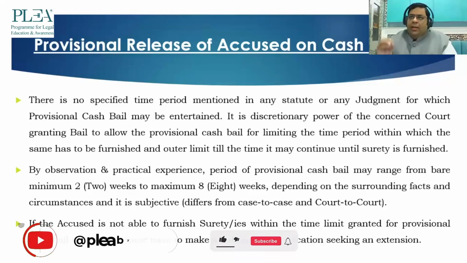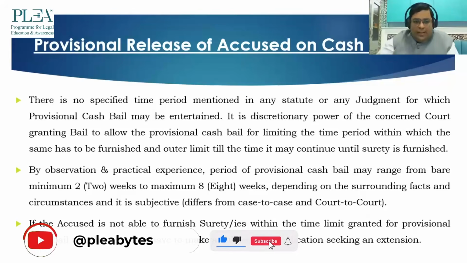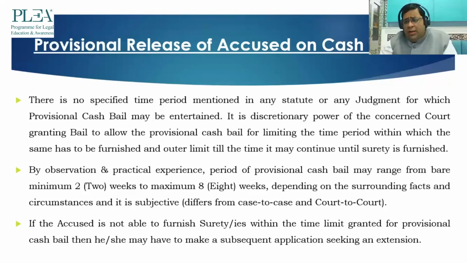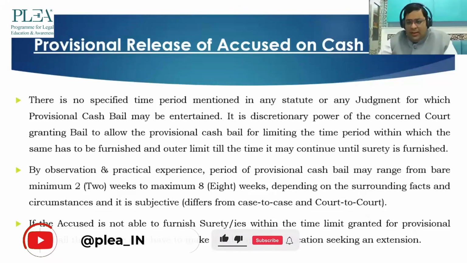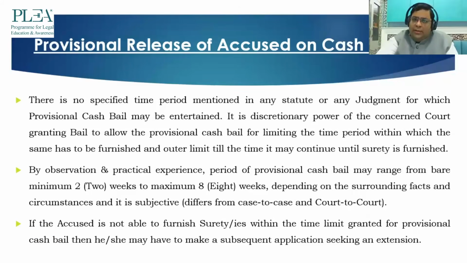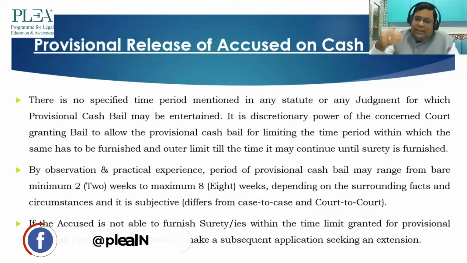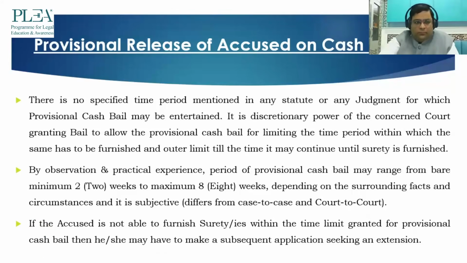If the court is satisfied in the interest of justice, this should be allowed, and it is allowed. Now, if the accused is unable to furnish the surety within the specific time period mentioned in the order of release on provisional cash bail, he or she will have to make a subsequent application seeking extension of this provisional release on cash bail, and seeking additional time to furnish surety.